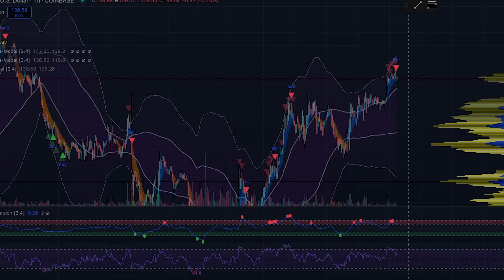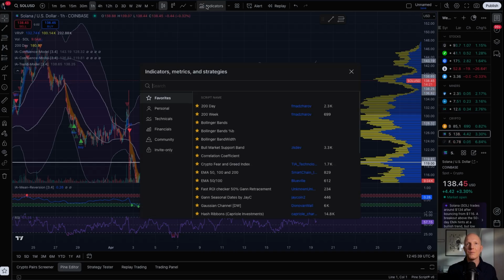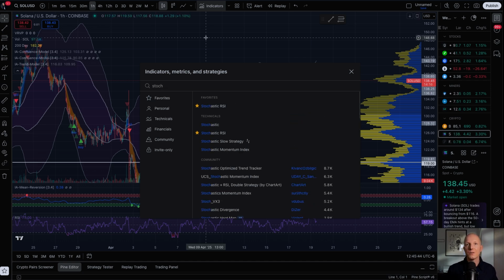So we'll go over to TradingView here, and this is the chart with all the basic indicators we added in the last TradingView chart setup video. If you need a refresher on this one, I've put a link to it in the description down below. So we're on the Solana chart. I'm just going to add one more indicator that I use for perp trading, and that's the stochastic RSI.